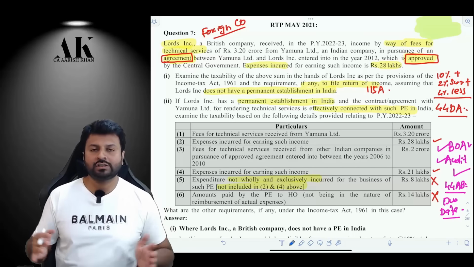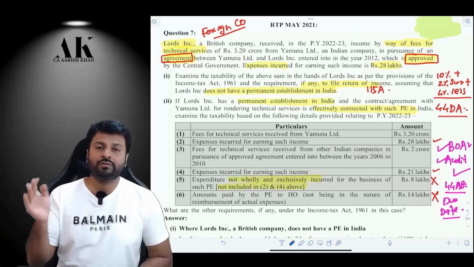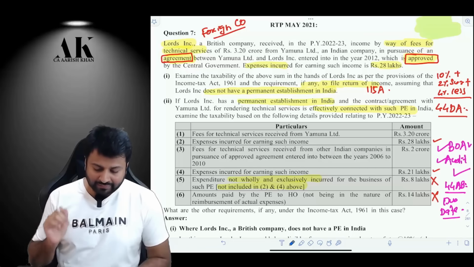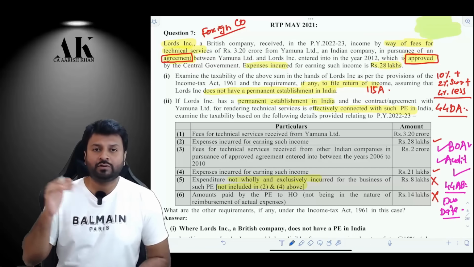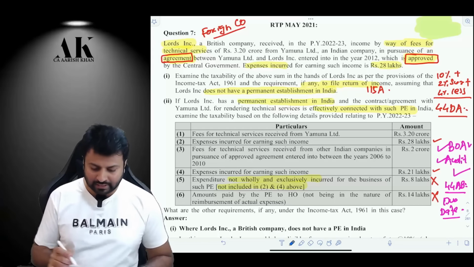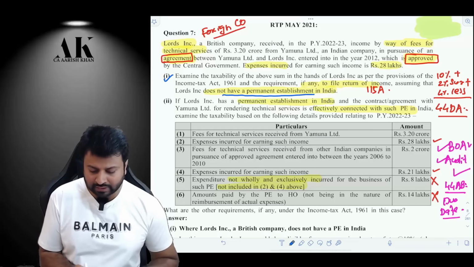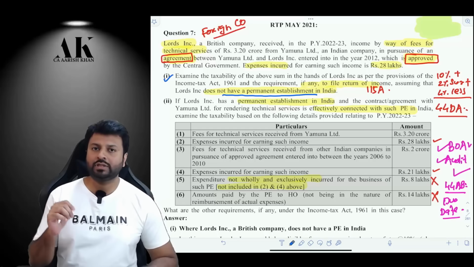Now, if all these conditions are fulfilled, then either of the two sections will be applicable. Either 115A will be applicable or 44DA will be applicable. Now, 115A will be applicable if there is no PE of the foreign company, and 44DA will be applicable if the foreign company has a permanent establishment in India. So the first part is about that only: assume that the foreign company does not have a PE in India, and compute the income and compute the tax.